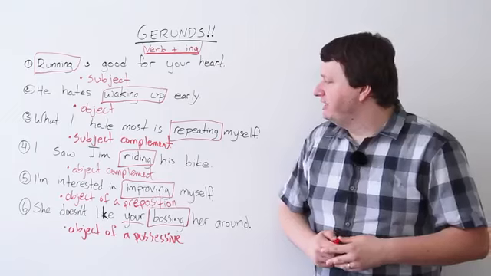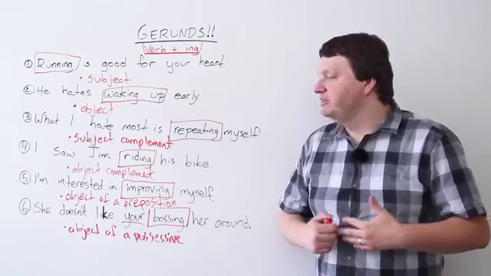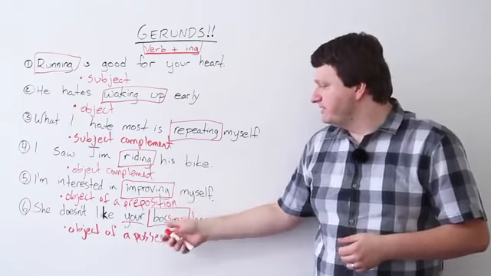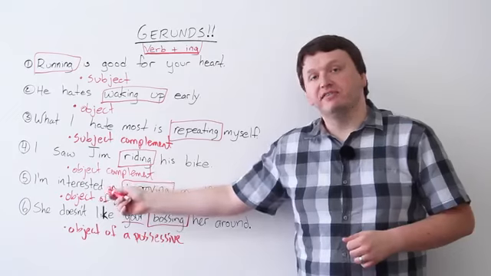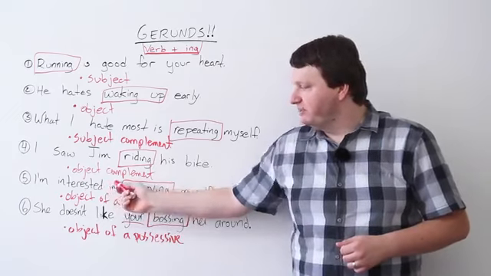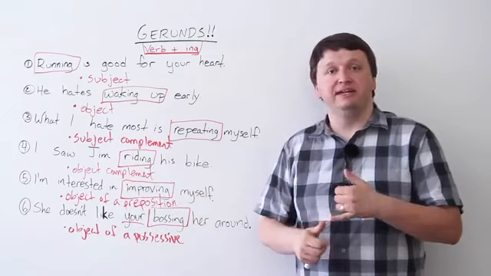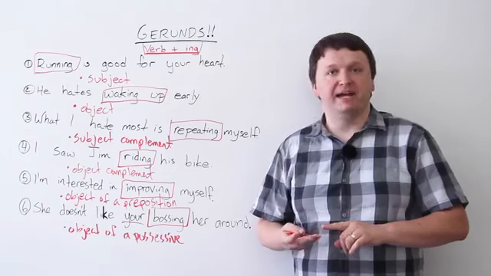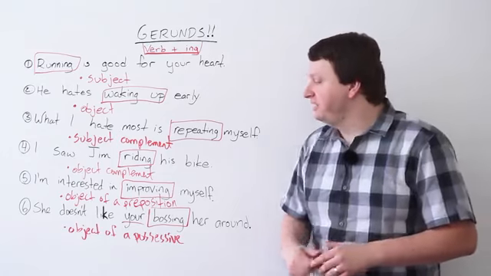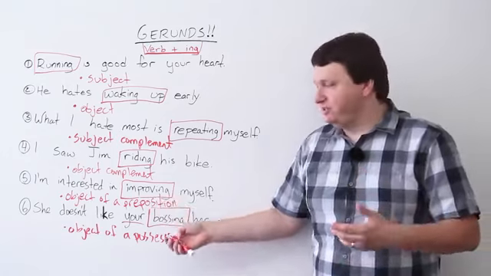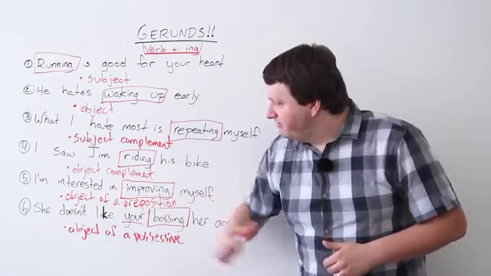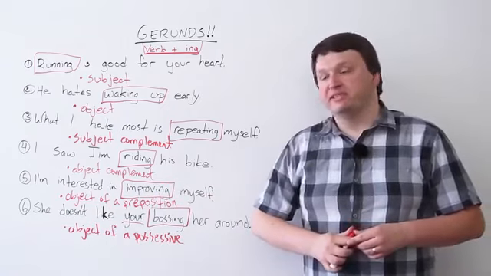I saw Jim riding his bike. Object complement. I'm interested in improving myself. So it can be the object of a preposition, right? So anytime you have a preposition like in, at, on, by, against, with, okay? ing, ing, ing. And finally, it can be the object of a possessive.